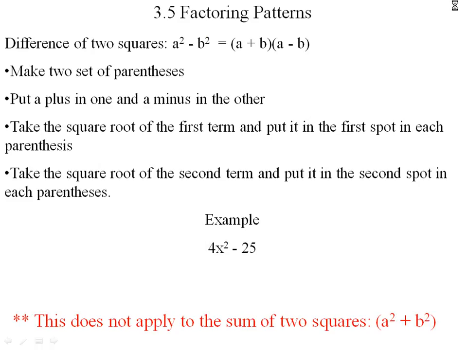So, once you realize that you have the difference of two perfect squares, you're going to open up two sets of parentheses, put a plus in one, a minus in the other. Take the square root of the first term and put it up front of each group. Take the square root of the second term and put it in the second spot of each group. And you're done. Okay?